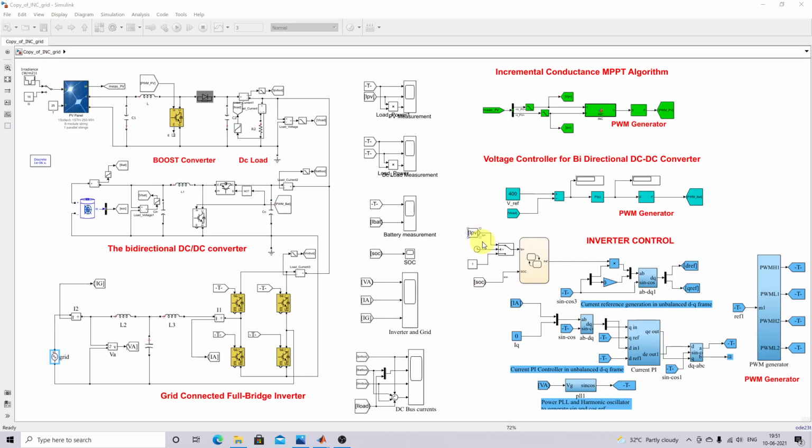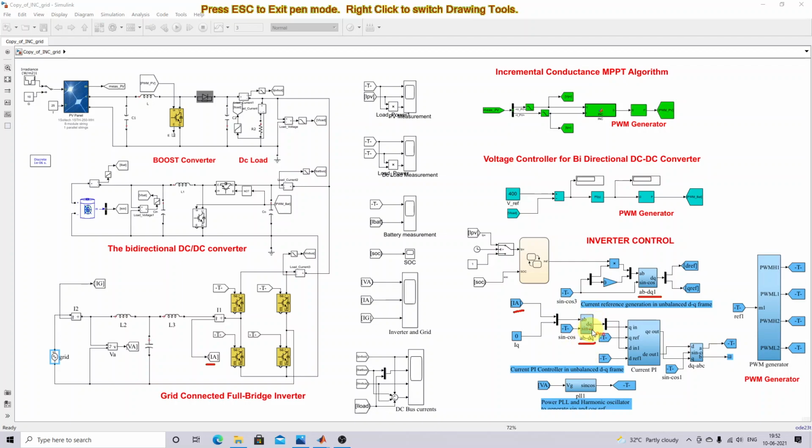So after that, here we are going to apply the unbalanced DQ frame, right? For that we have to generate the DQ reference, that means the D and Q reference current, right? So here we are going to convert the inverter current into D reference and Q reference by means of this AB to DQ conversion. After that it is going to be compared with the actual current. The actual current is taken from the grid, that means the inverter. So this actual current is going to be converted into DQ by means of AB to DQ conversion.